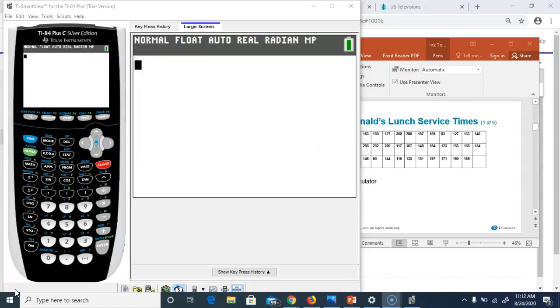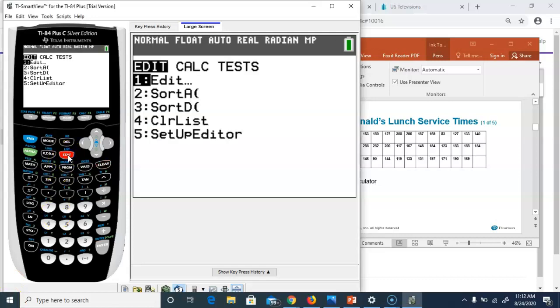Okay, on your graphing calculator, the first place that you want to go to enter your data is you're going to go to Stat, and then you're going to choose number 1 for Edit.